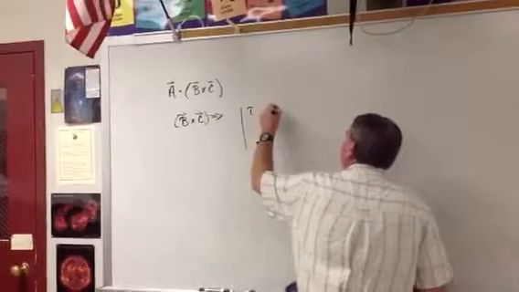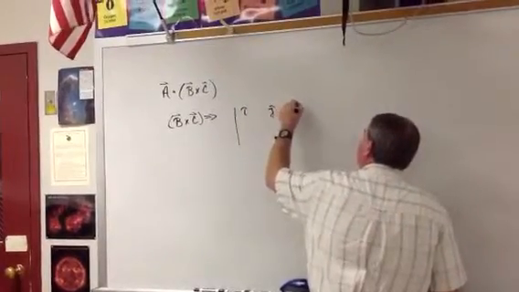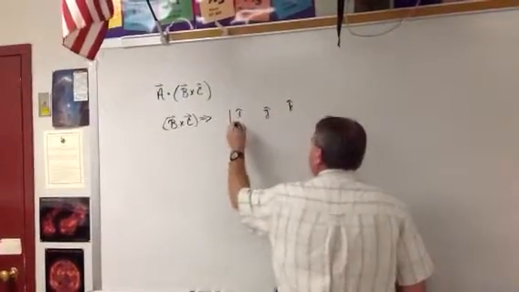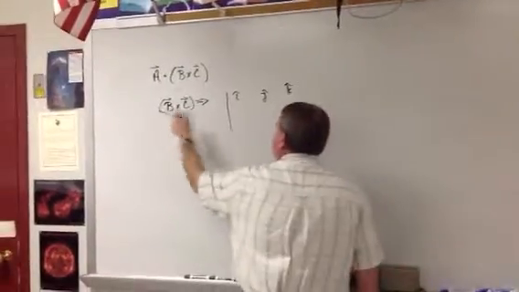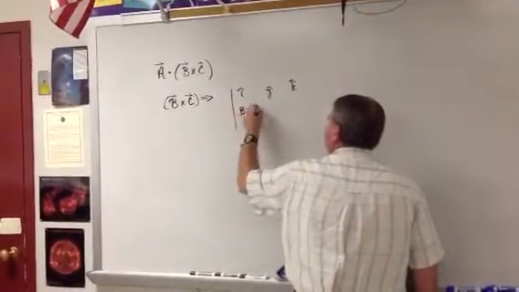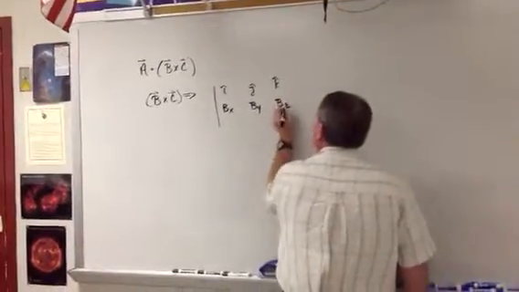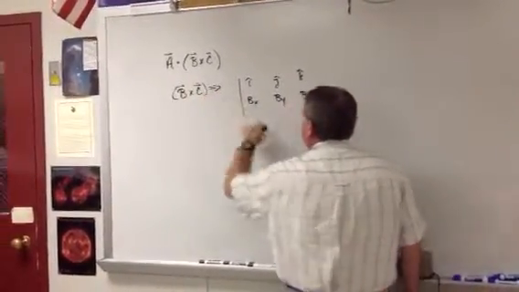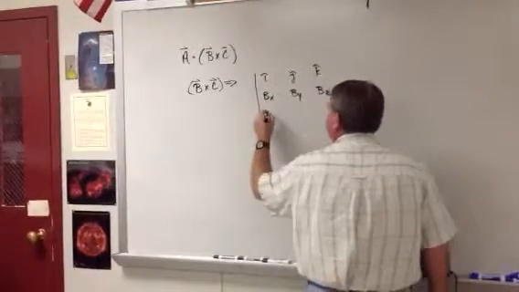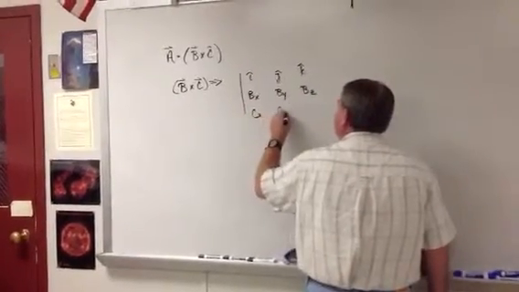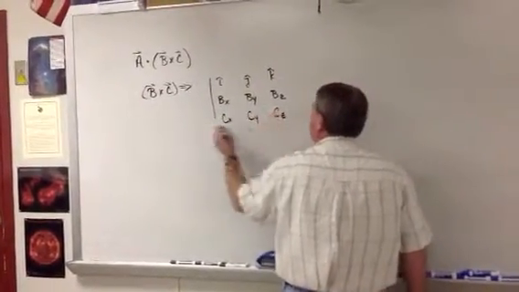The first line will be your unit vectors, i, j, and k caret. And your next line across will be the first vector, and that's going to be Bx, By, Bz. And the third line will be the second vector, so Cx, Cy, Cz.